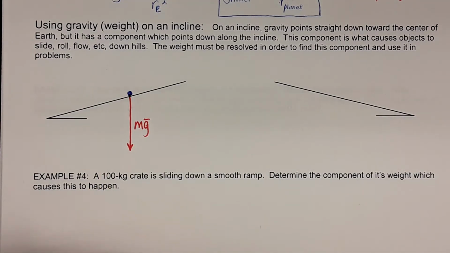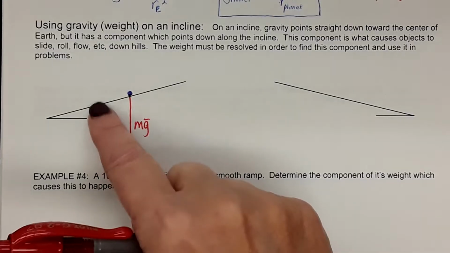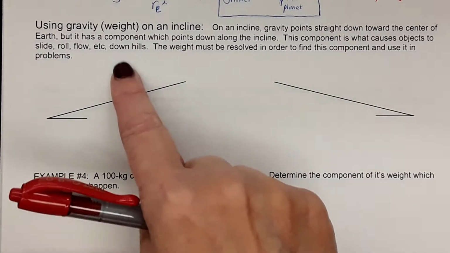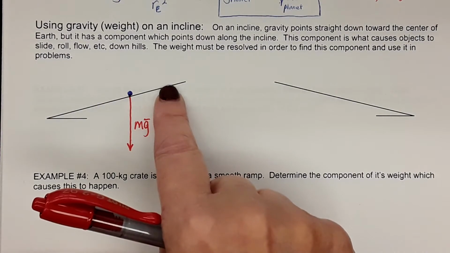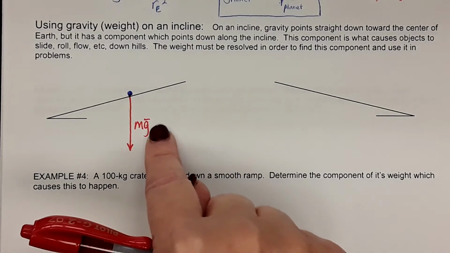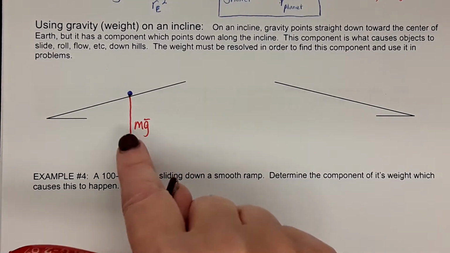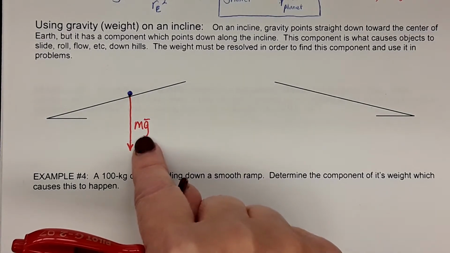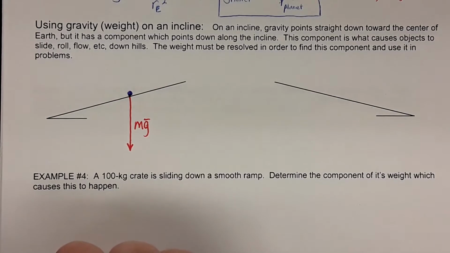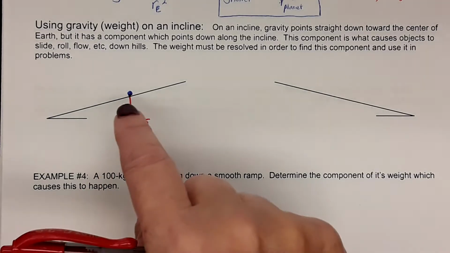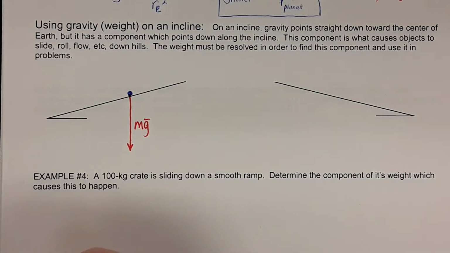So what we need to be able to do is take the weight and resolve it into pieces that are perpendicular and parallel to the incline, like the other forces that could be acting on the object. Because if we have one force that's sticking out at a weird angle, then we have to do a lot more math. We have to do vector addition using resolution, and that is a lot more complicated, as you remember. So what we're going to do is take the weight and break it down into components. One component will be parallel to the incline. The other will be perpendicular to the incline, just like any other forces that are acting on our object.